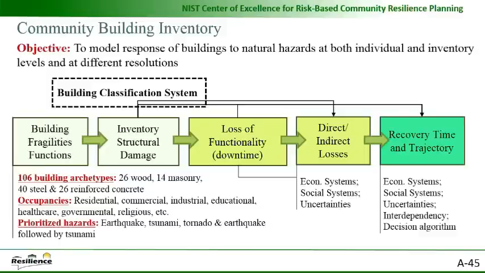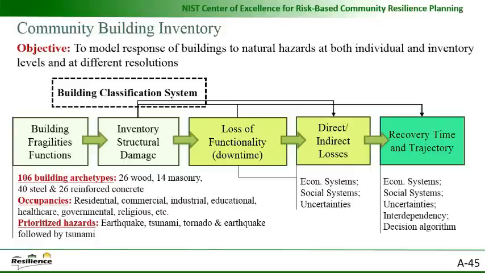The building task models community buildings at both the individual and inventory levels with the following objectives. 1, provide NIST score with fragility functions that describe damage and loss of functionality for existing and new buildings of various construction types and occupancies. 2, construct a multi-dimensional building classification system that supports community resilience assessment for different hazards and inventories. 3, develop in collaboration with other teams methodologies for estimating direct and indirect losses. And 4, predict building inventory recovery time and recovery trajectories.